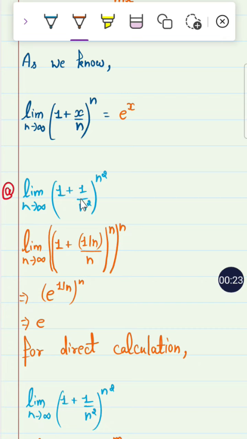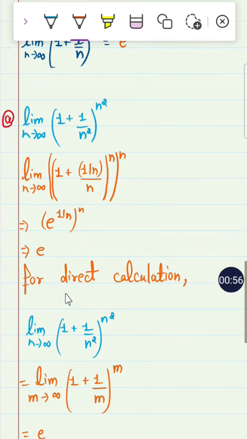Okay, so there are two ways of finding this limit. The first way is limit n tending to infinity of (1 + (1/n)/n)^n, whole to the power n. In comparison, this is x, and it is (1 + x/n)^n. So it gives you e^(1/n), whole to the power n. That cancels out, so this gives you e, right?